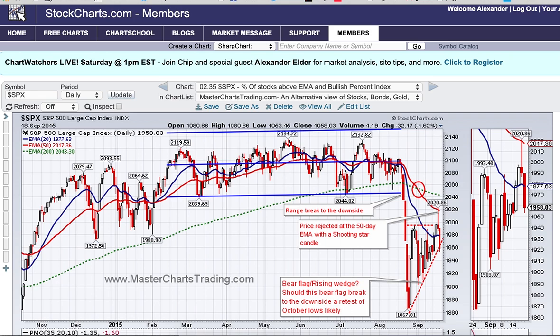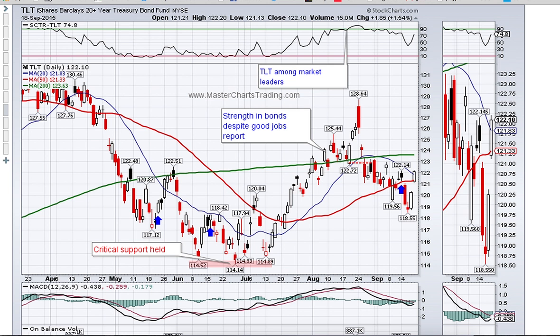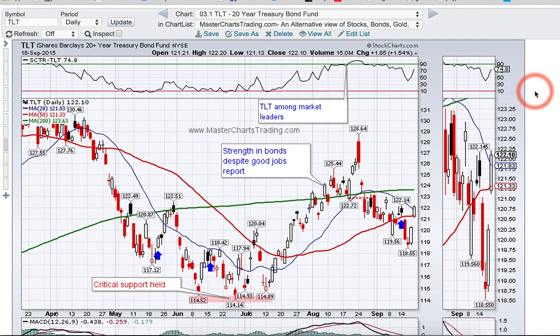Okay, next we will look at bonds. I have three different bond funds that I wanted to mention. The reason is because bonds really are outperforming stocks across the board.